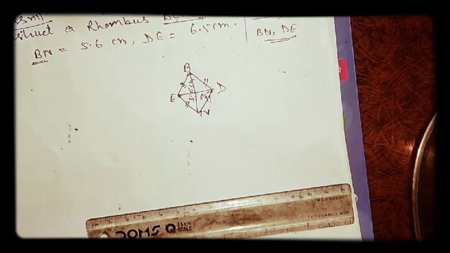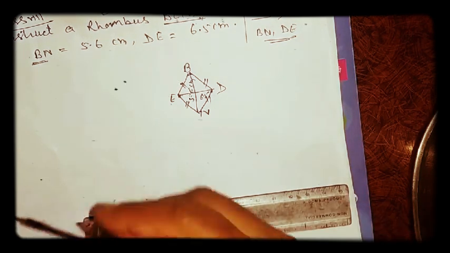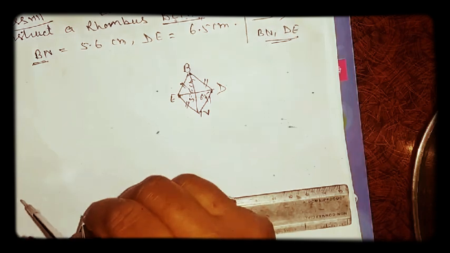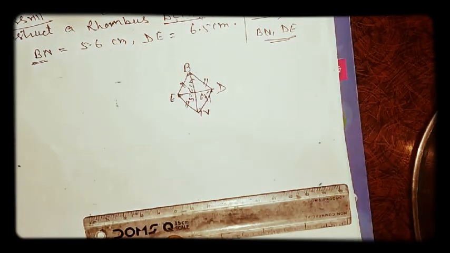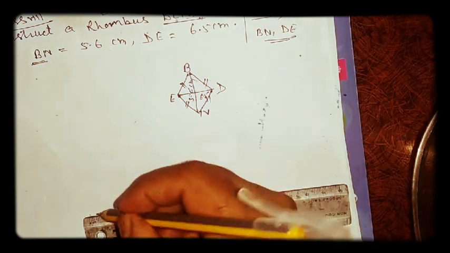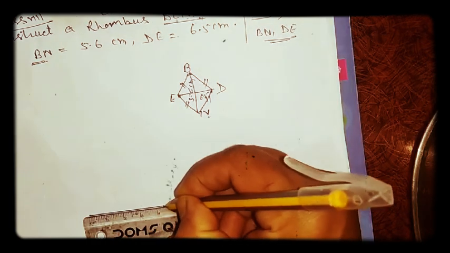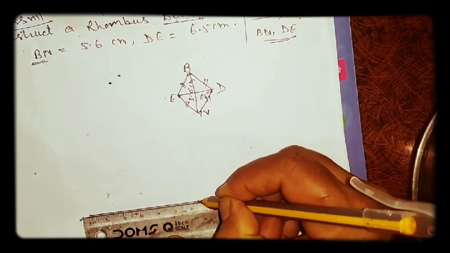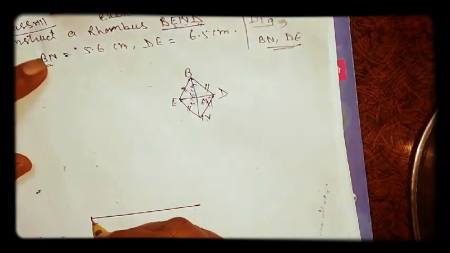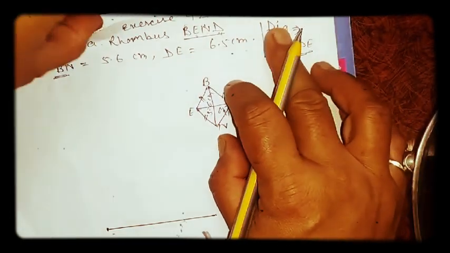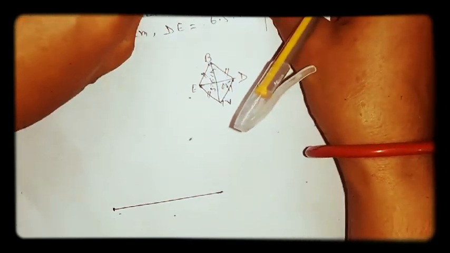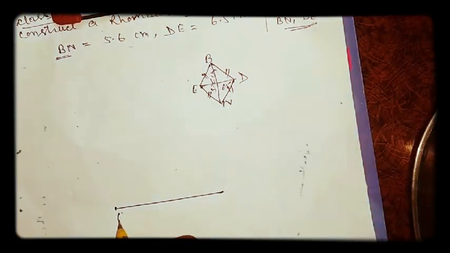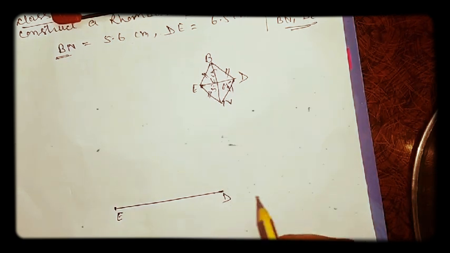As you can see, 6.5 from 0, 6.5, this is 6.5. So 6.5, this is 6.5. That is E and D, 6.5.